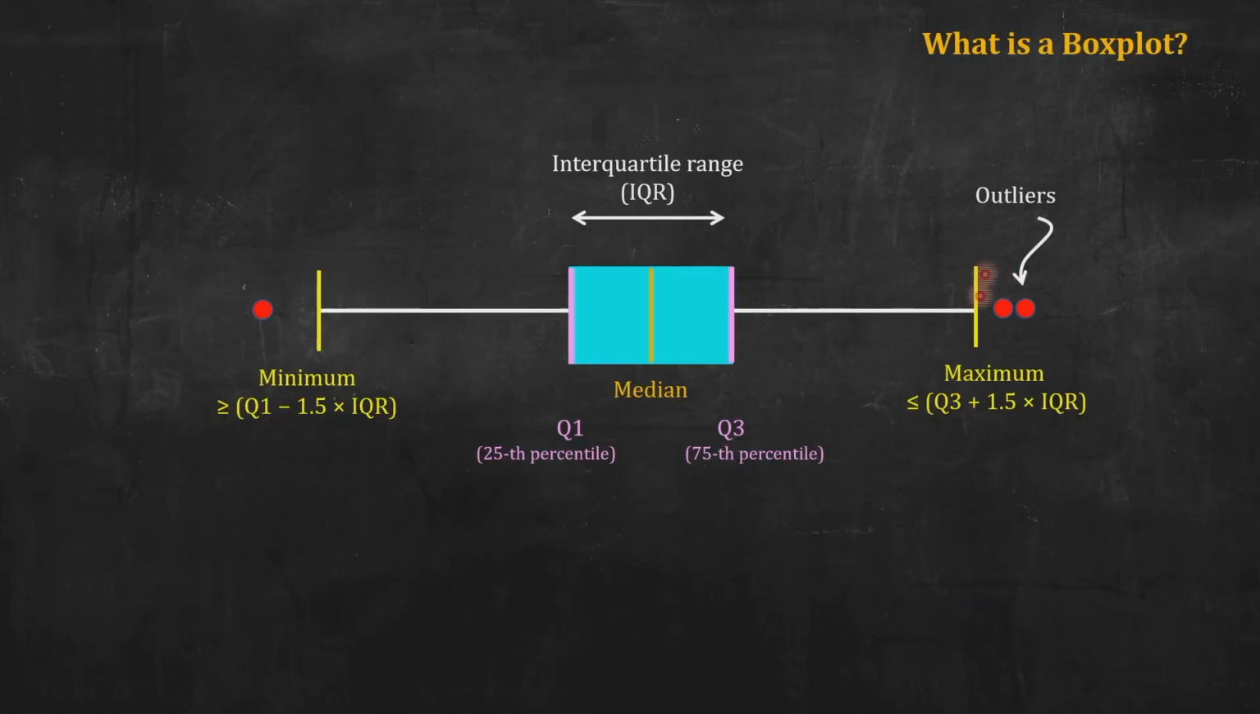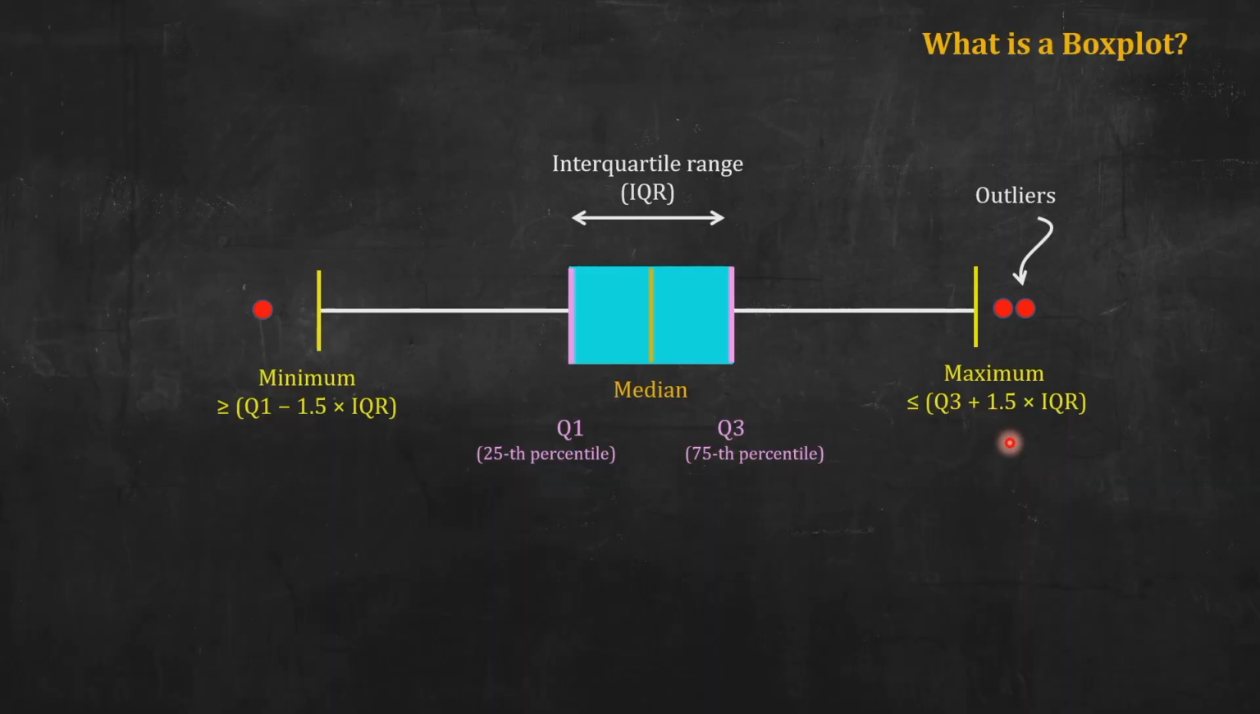So, what is the end of this whisker representing? That end is representing the highest value in my data which is within the range of Q3, quartile 3, plus 1.5 of IQR. So, that is the maximum on that side. What is represented on the lower side? The whisker on the lower side ends at the value of the data which is the minimum value within the range of Q1 minus 1.5 into IQR.